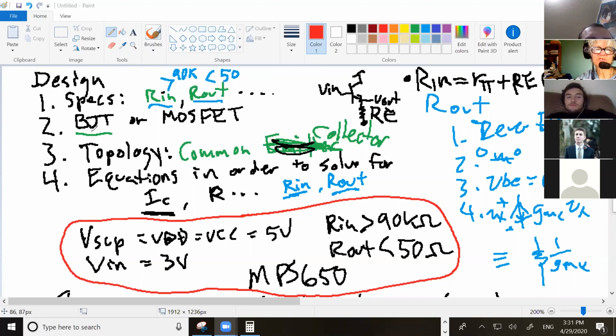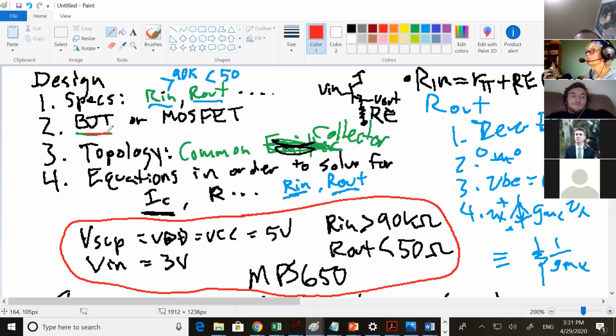Then I told you to use a BJT because we had the model file. And then the topology: you picked a common collector because I said output stage. What's the next step? I guess we would want to choose an IC. Right, but step 4 is finding equations, but equations for what?